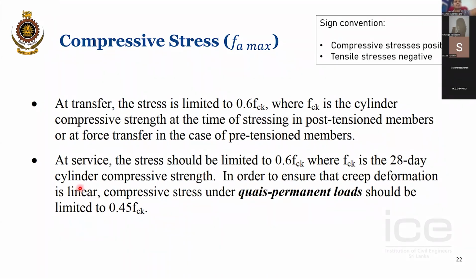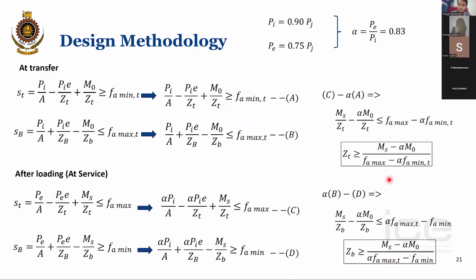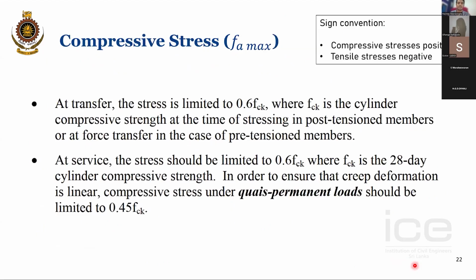So to understand this, to solve these inequalities, apart from the moments, what we need is FA max, FA min, or FA max T and FA min T. So at transfer and at service, what are the stress values that you can consider for the concrete? Normally in concrete, what we need to know is the characteristic compressive strength at that particular age.